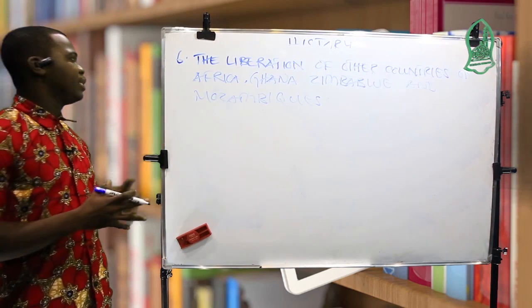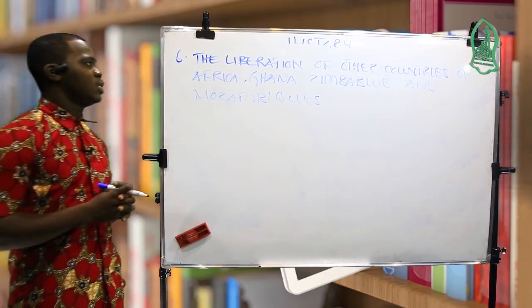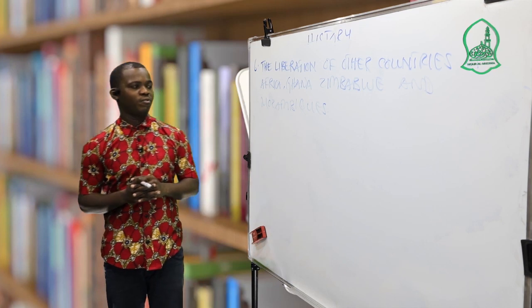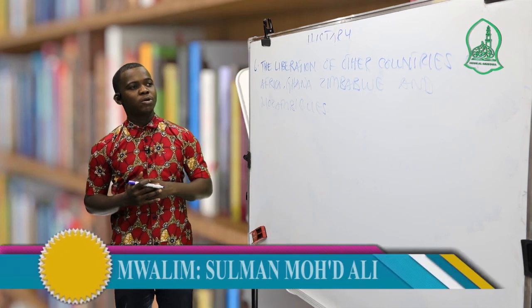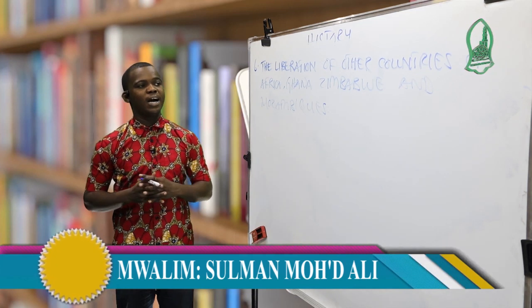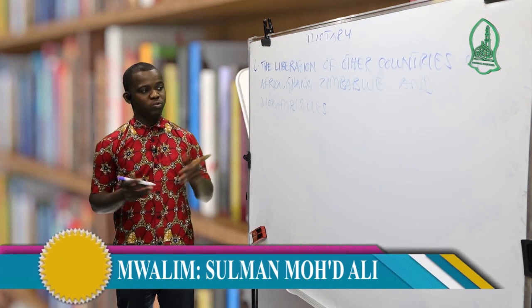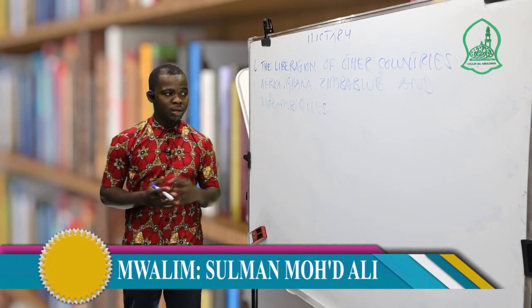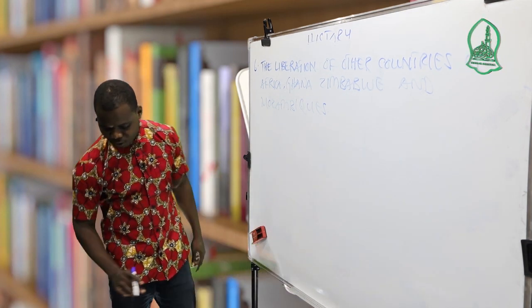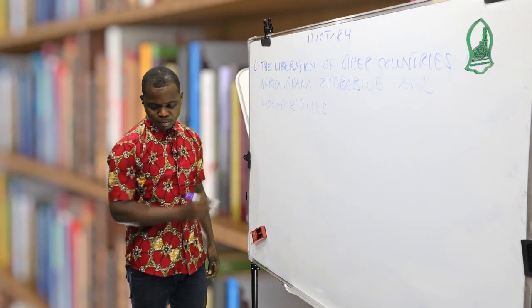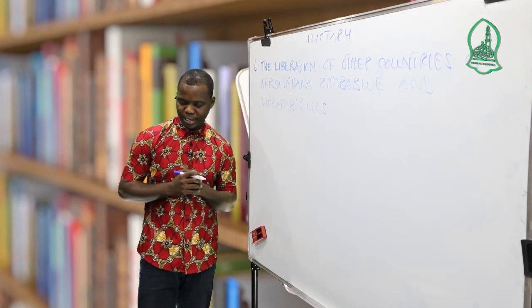Kwa hiyo tutakuja kuangalia topic yetu ya sita ambayo itakuwa ni the liberation of other countries of Africa, such as Ghana, Zimbabwe and Mozambique. Kwa hiyo ukombozi wa nchi zingine za Kiafrika kama vile Ghana, Zimbabwe na Msumbiji ambayo kwa jina jingine linaitwa Mozambique. Katika kipengele hichi tutakuja kuona the movement of fighting for Ghana independence.